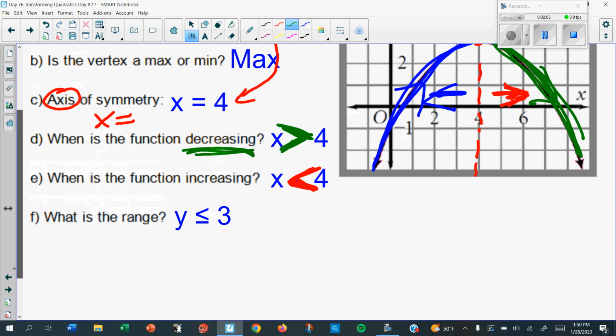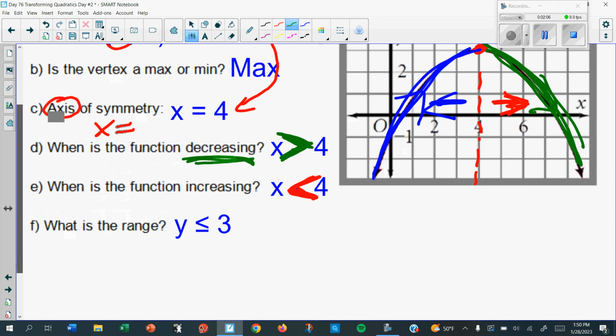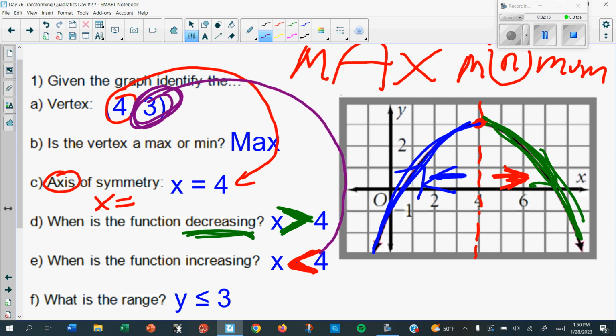And then for range, remember, domain is X, range is Y. So that's where the Y comes from. Then use whatever your Y value is for your vertex. There it is. And is the U going up or is it going down? It's going down. So that's why it's less than or equal to. Okay, so that's all. Remember, you can always pause the video if you want to see it.